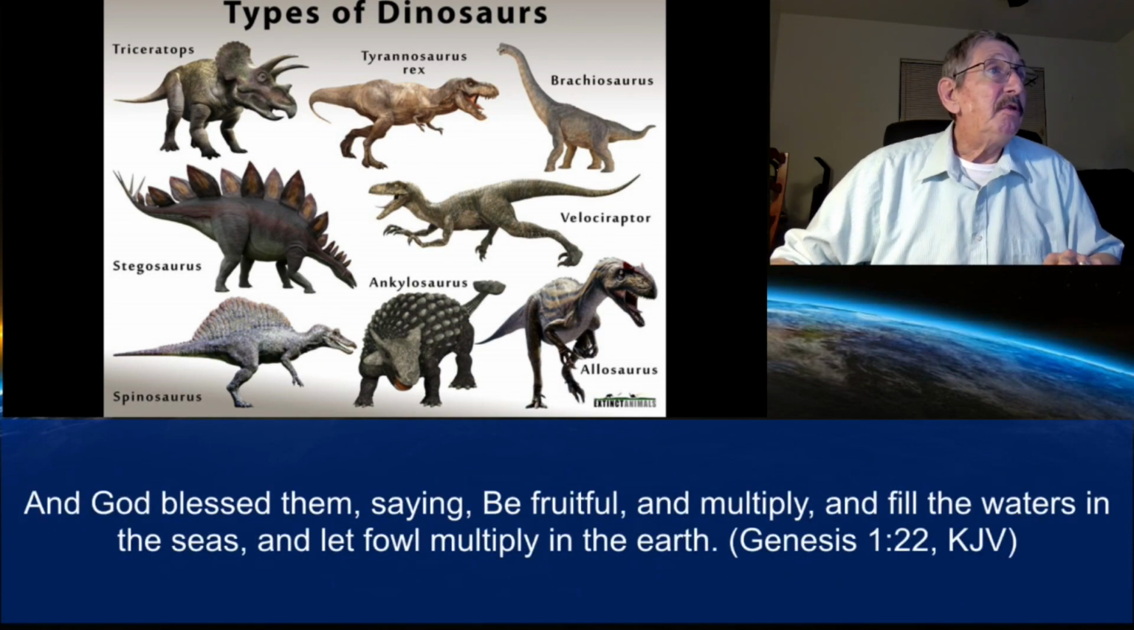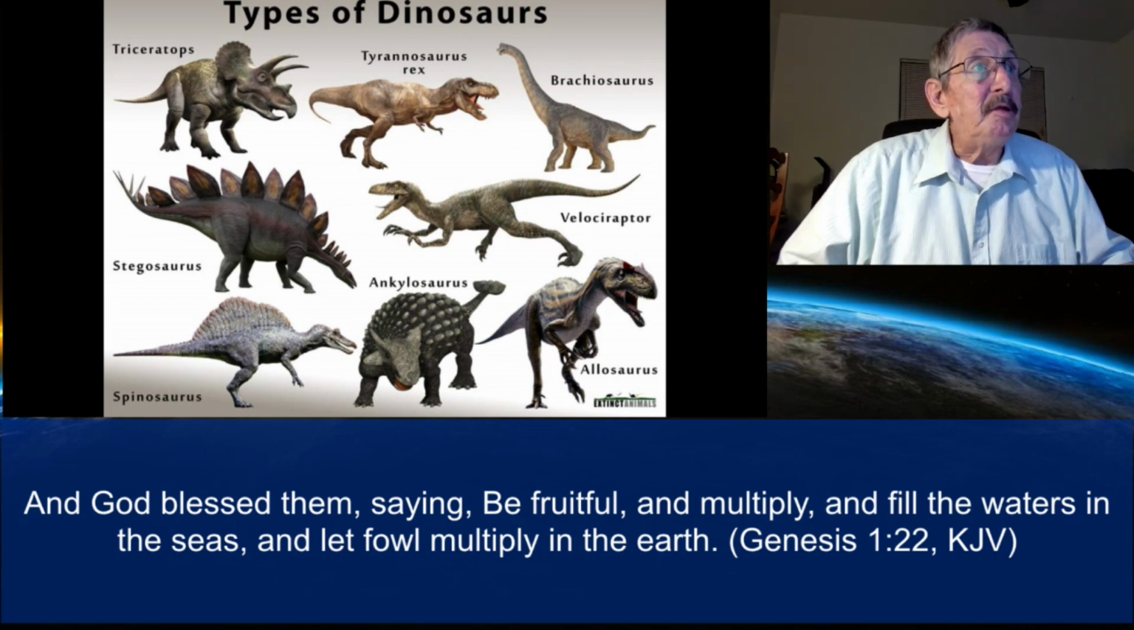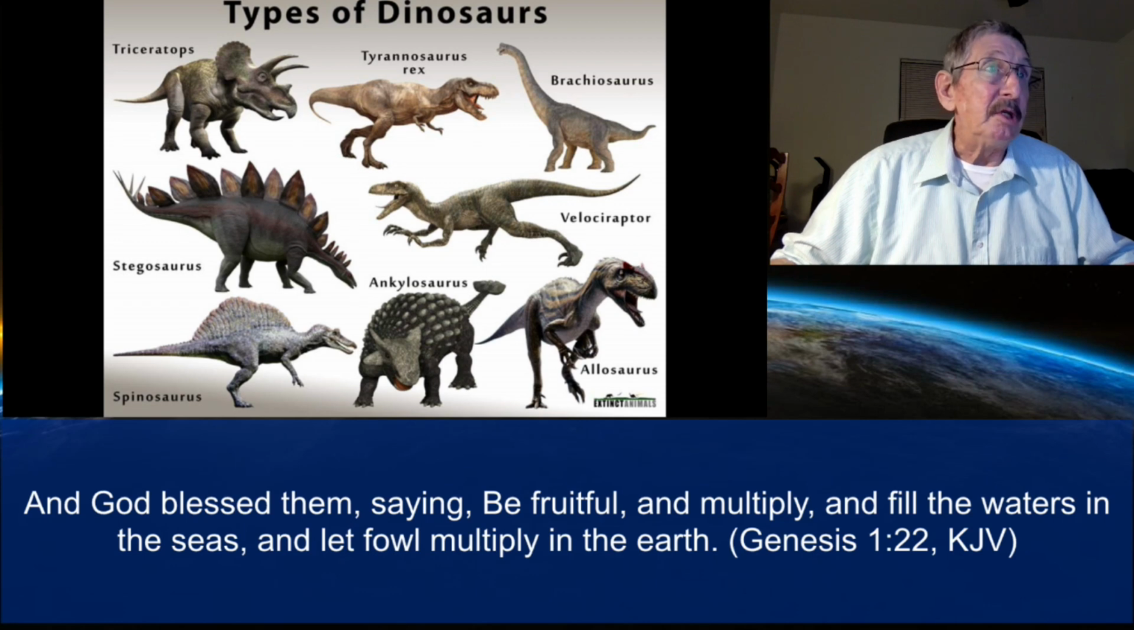So continuing, verse 22. And God blessed them, saying, Be fruitful and multiply, and fill the waters in the seas, and let fowl multiply in the earth. And the reason I mention the fowl too, and the whole idea behind the dragon, is there's also a flying version of a dinosaur that looks similar to what we call a dragon, and that's where the fire breathing comes into play. It definitely spells out in chapter 41 of Job that there were creatures that could breathe fire.